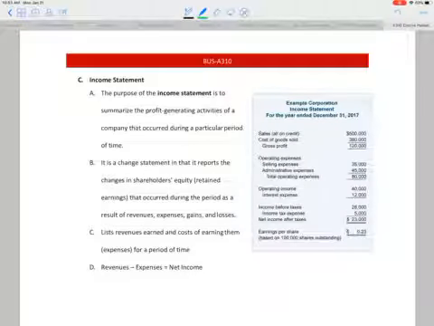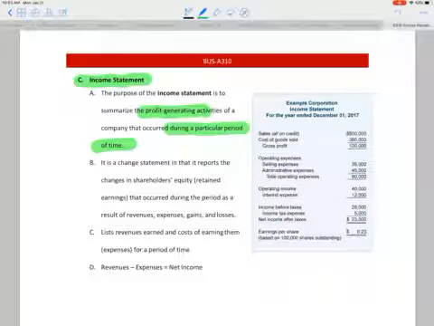Next, let's turn our attention to the income statement. So the purpose of the income statement, of course, is to show profits and losses of the business. So we're showing profit generating activities, and the income statement is showing a particular period of time. So that's why you'll see for the year ended, or for the quarter ended, or month ended. So it's a change statement showing what's happening over a period of time.